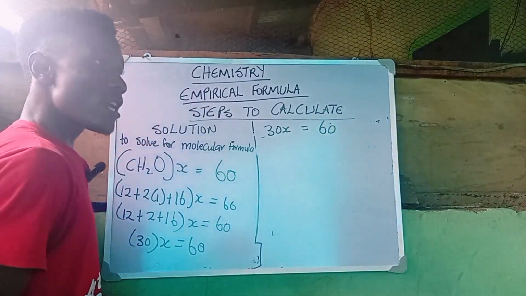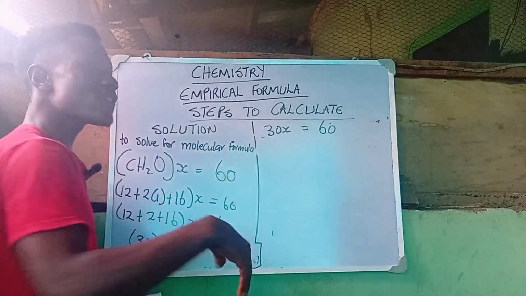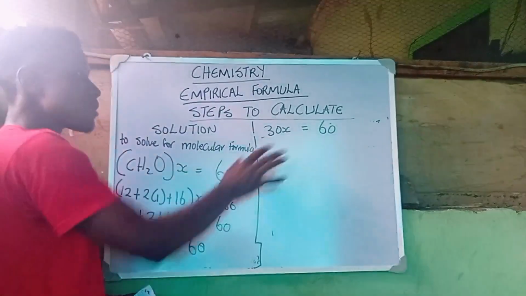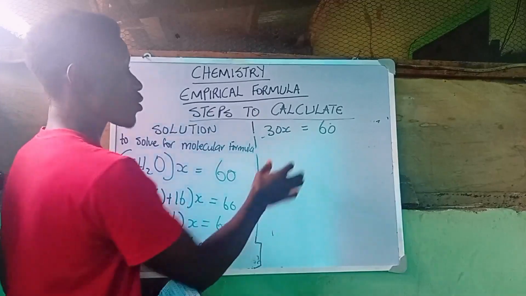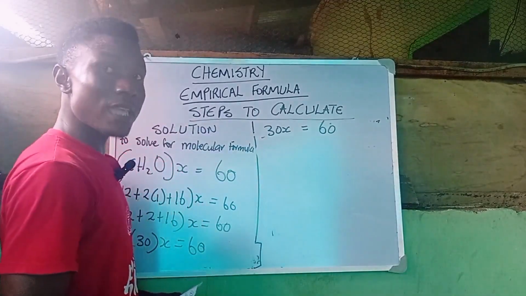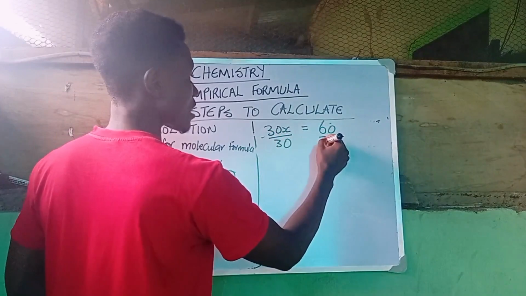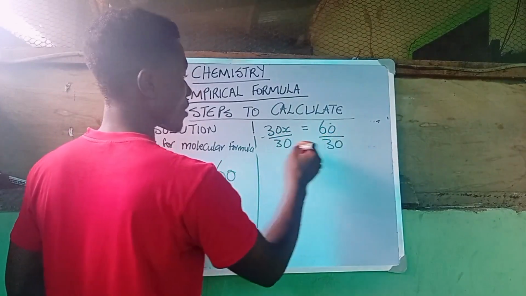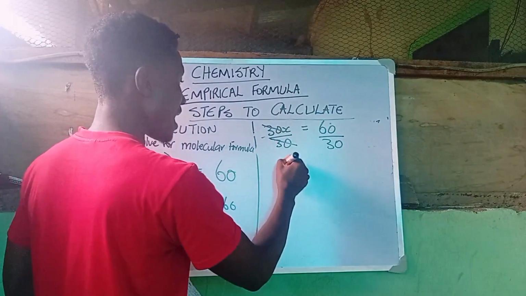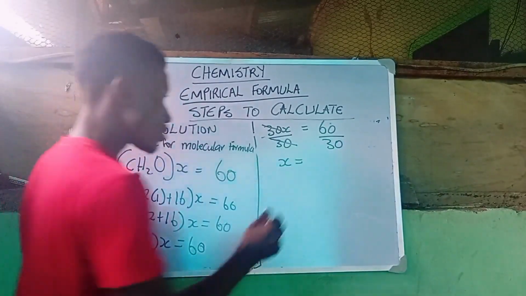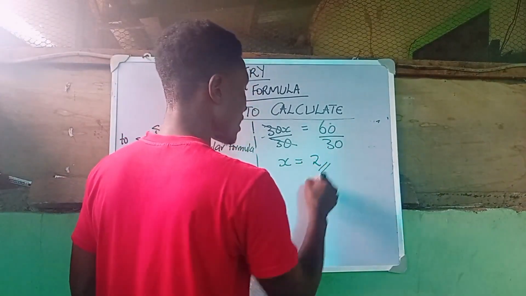Now what we are looking for is the molecular formula, and we have our X as the unknown. So what you do is divide both sides by the coefficient. This is a simple equation. We have moved on from chemistry, now we are currently in mathematics, but it's still related. So to solve for this, we divide both sides by 30. 30 divided by 30, and 60 divided by 30. The 30 cancels itself, giving us 1 times X, which is X. So X equals 60 divided by 30, which gives us 2.